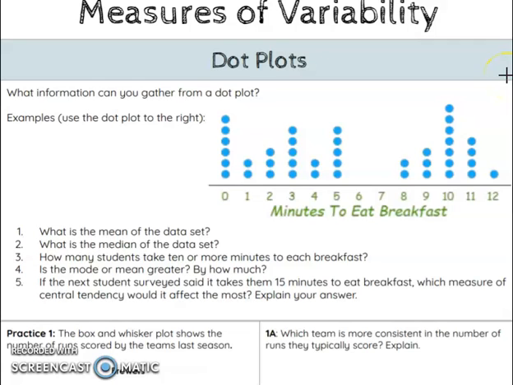So let's say that I ask my homeroom how long it takes to eat breakfast. You can see here I have 1, 2, 3, 4, 5, 6 people said 0 minutes, so they did not eat breakfast. And then you can see that 2 people said it only takes them a minute. So that's how you would read that.